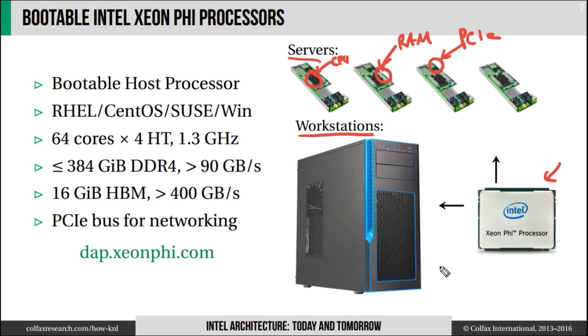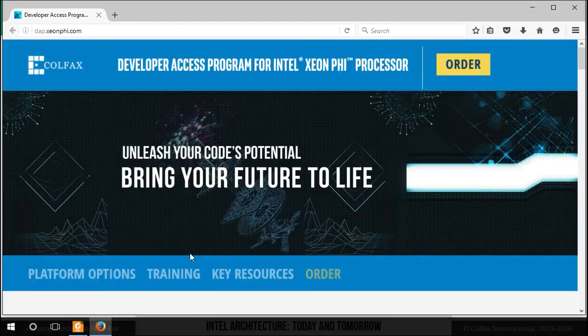But in a workstation, you will also find an air or liquid cooling solution, which makes it quiet, and you will find additional PCI Express slots for additional devices. To learn more about these models, you can visit dap.xeonphi.com, and everything that you can find on this website is live and active as of today.